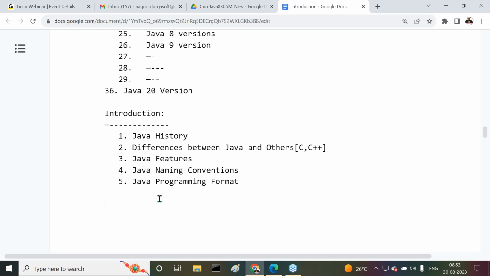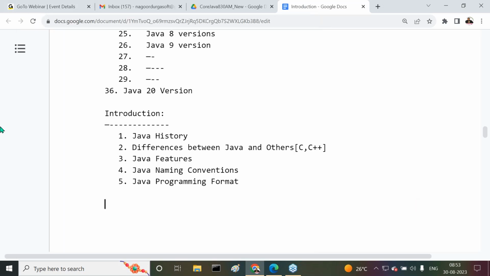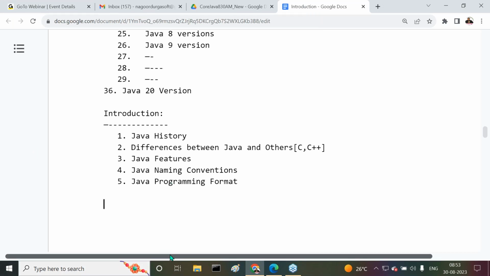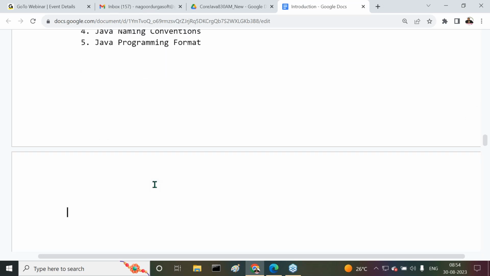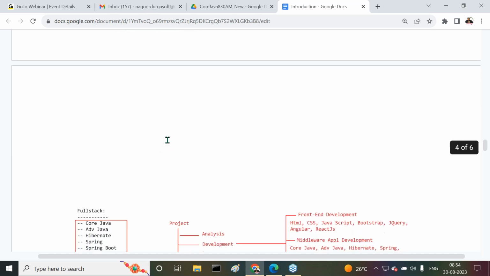All right. So let's move on to the content we are discussing. Today we have to start the introduction part. That introduction content is Java history. This topic we are going to start today. It is the starting point for core Java. Up to now, I have just given an overview of all the content. Right, sir. Now let's move on to the content.